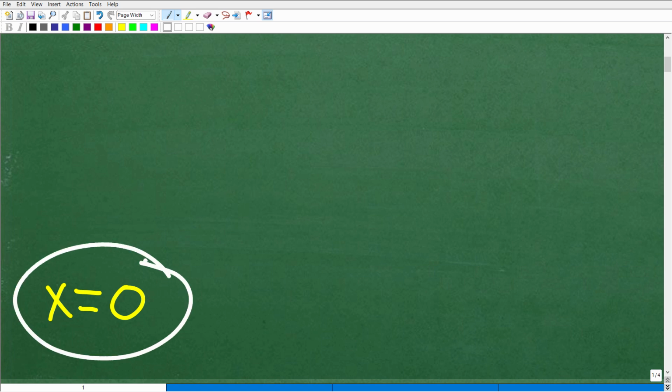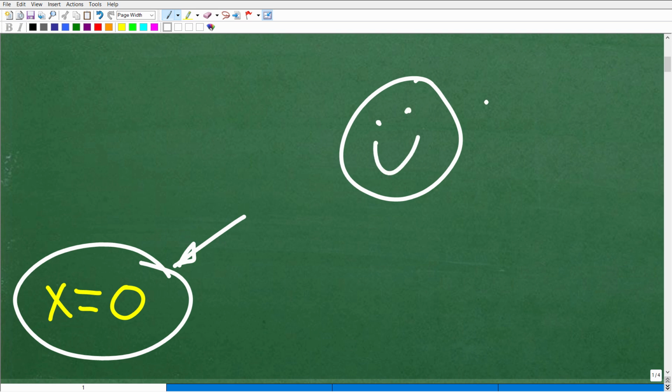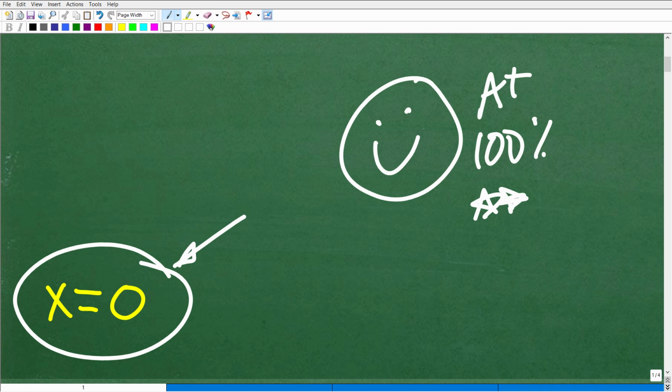x is equal to 0. Now, that might surprise some of you. You're like, whoa, this is a big old problem, and you're saying that x is equal to 0. How can that be? Well, I'll show you this in just one second. But for those of you who got this right, let's go ahead and give you a nice little happy face, an A plus, a 100%, and a few stars so you can celebrate your success with percent and algebra.